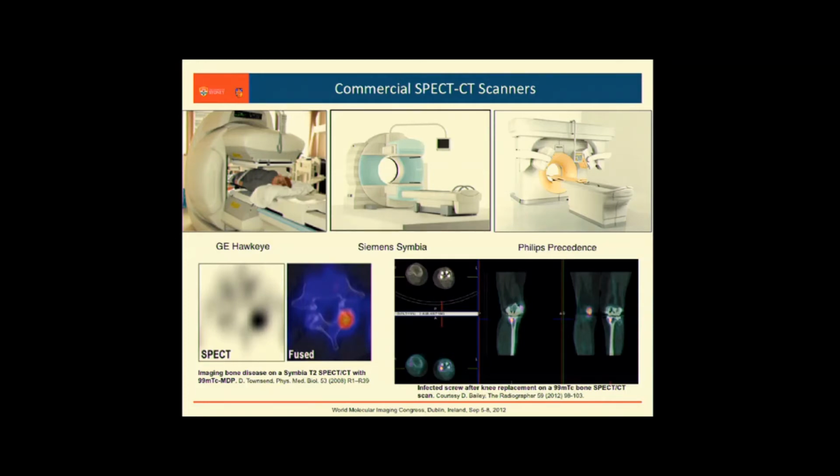So on the left we have a SPECT-CT study. First, the leftmost image is just the SPECT image. It's not easy to see what this apparent lesion is or where it is situated, but when it's combined with the CT image, one can much more easily see where the site of this bone disease is in relation to the anatomy. And on the right, another SPECT-CT example showing an infected screw after a knee replacement surgery, just showing the very accurate localization achievable with SPECT-CT.